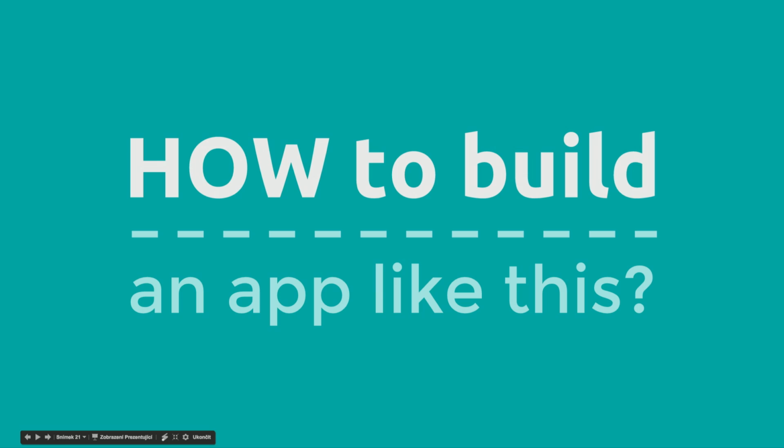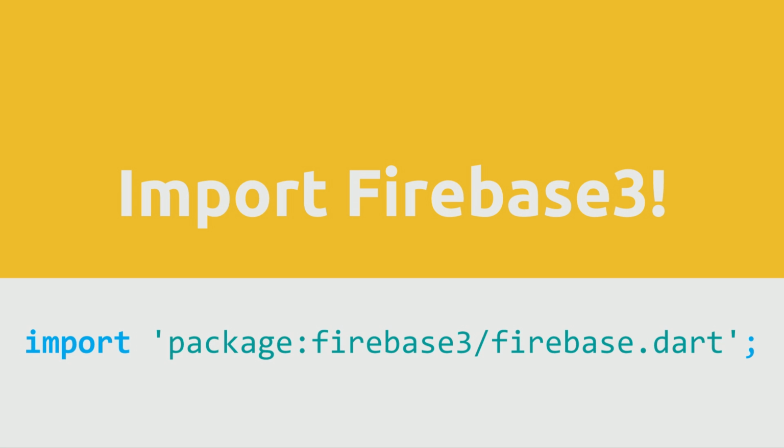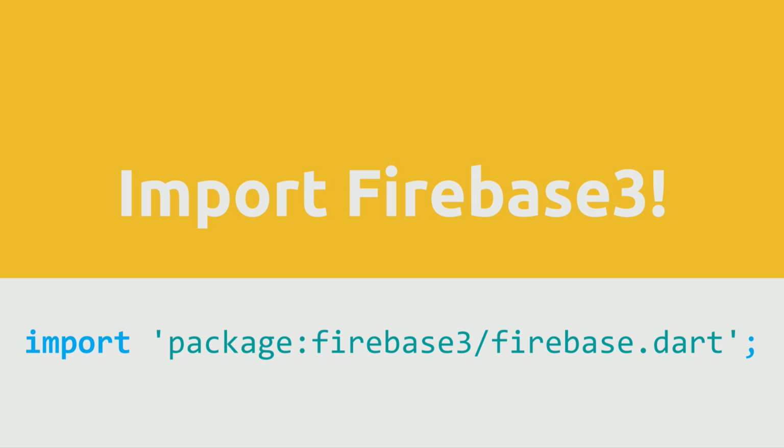So how can you build an app like this? Let's take a look. The first thing you need to know is to find the Firebase Dart package. It's available on pub, so you can put it in your pubspec.yaml file, then run pub get, and you can use it. Then you have to import it, and because, as I already said, the package is a wrapper around interop, you have to remember to include the original JavaScript SDK of Firebase in your HTML file.